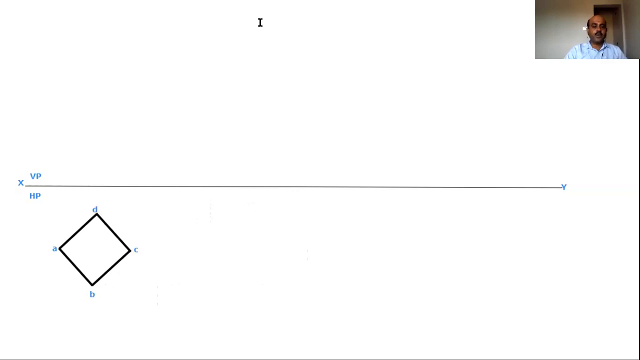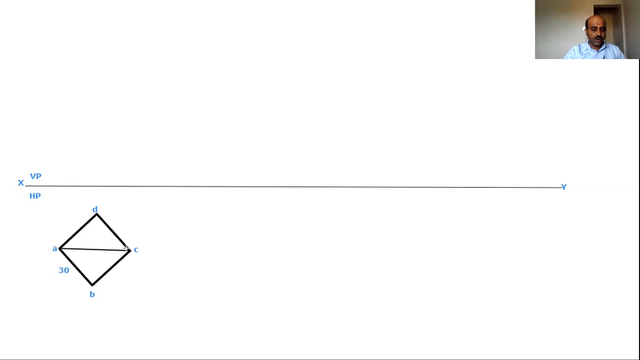So in this problem, this is a square of 30 millimeter side. So please construct the square of 30 millimeter side resting on the corner. You have to rest it on the corner. Here, since the diagonal is inclined to both HP and VP, make a practice of drawing the diagonal. So we're going to draw the diagonal over here, which will be A to C. I will take the corner resting here, and I will take A to C as one of the diagonals. So this is the true length.